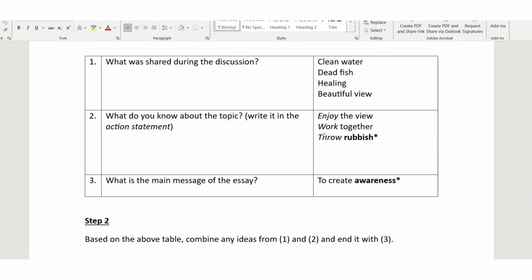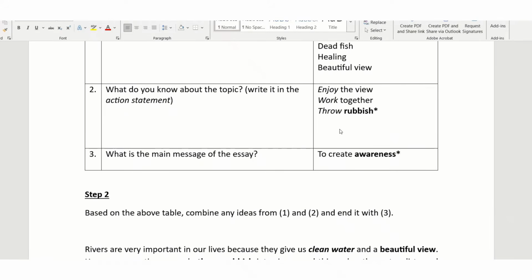So enjoy the view, work together. Again, some of the words that the students might already know, and the words that I bold and then put the stars, the asterisks, are probably the words that the students have problems with, or are not familiar with.